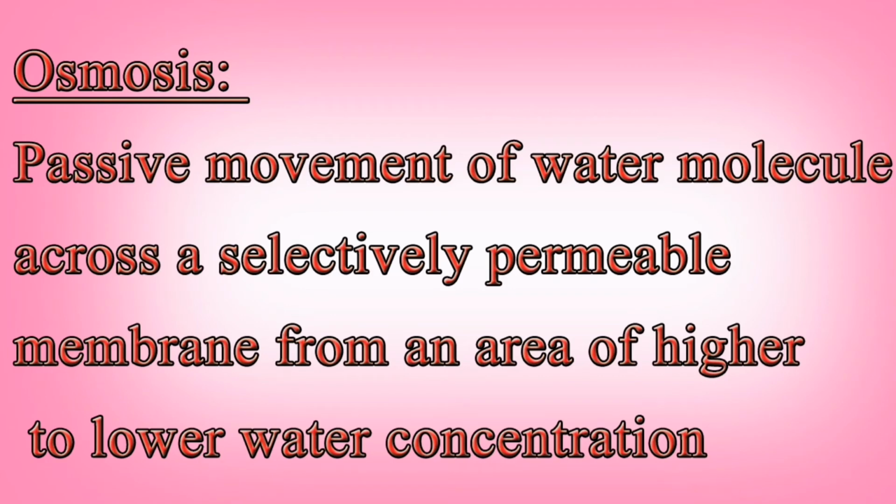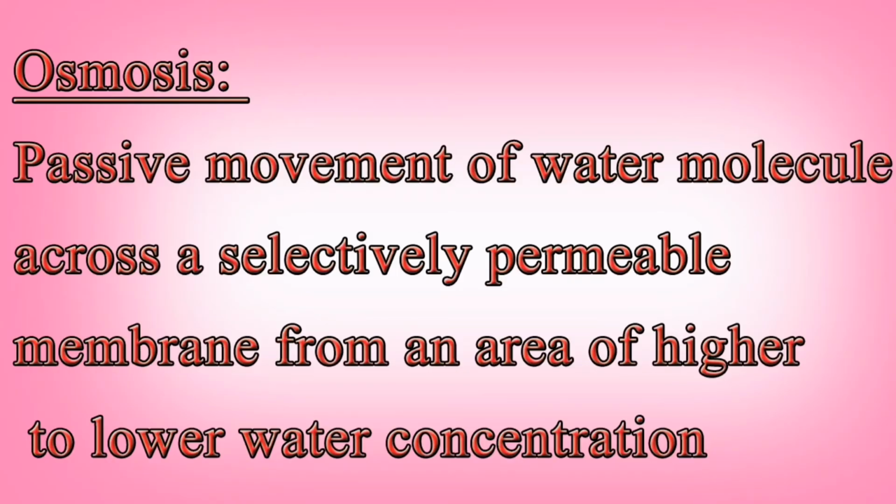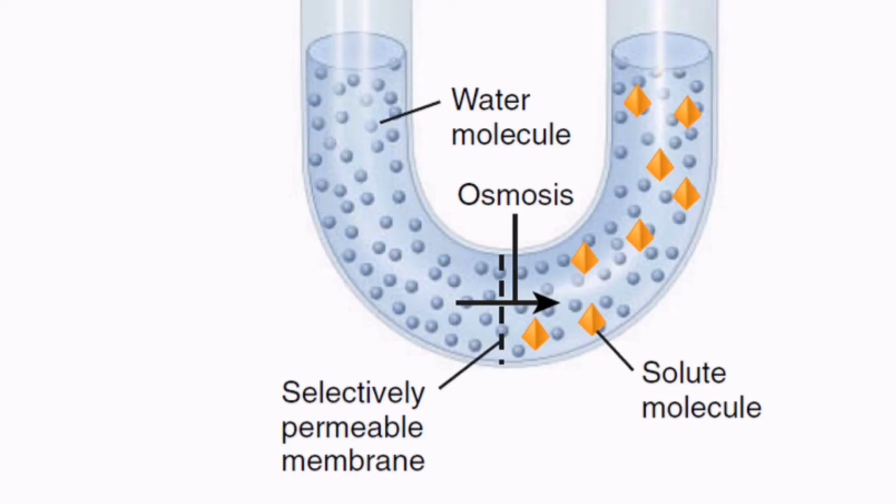Osmosis is the passive movement of water molecules across a selectively permeable membrane from an area of higher water concentration to lower water concentration until equilibrium is reached. That is the opposite of diffusion. In diffusion, movement occurs from higher solute concentration to lower solute concentration.